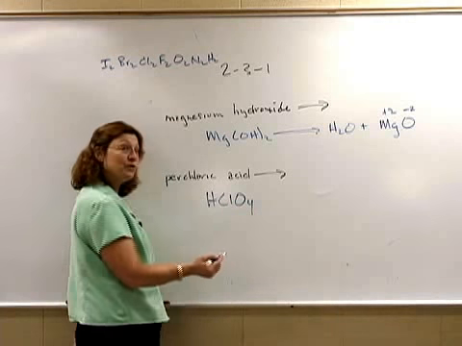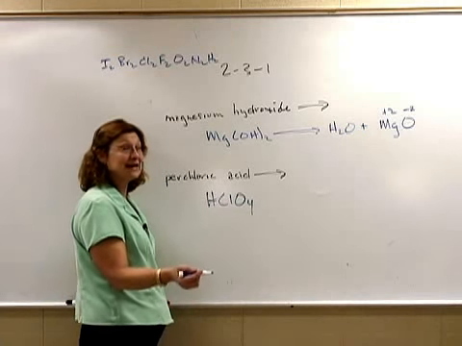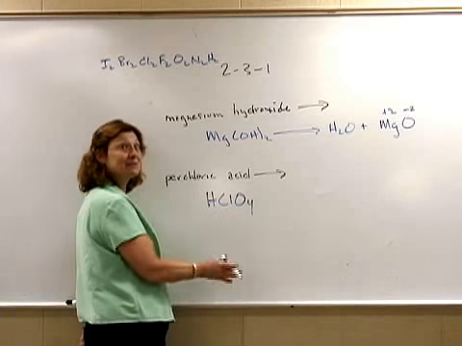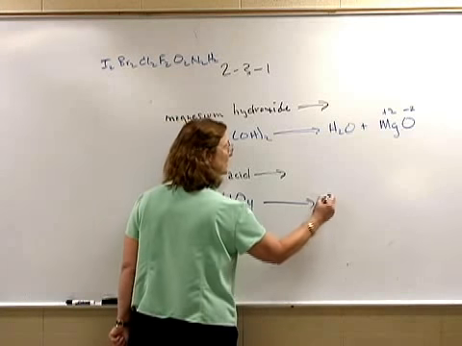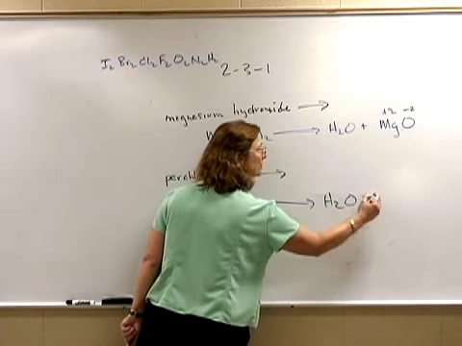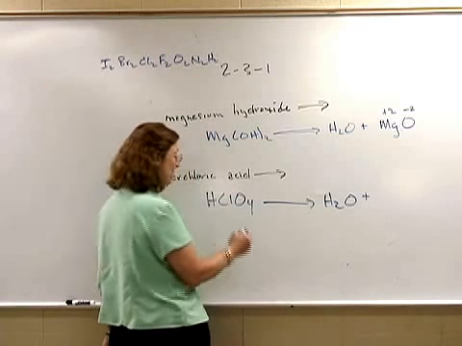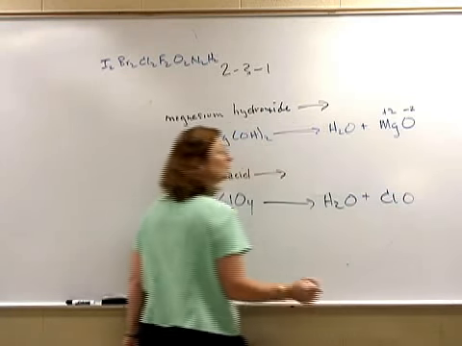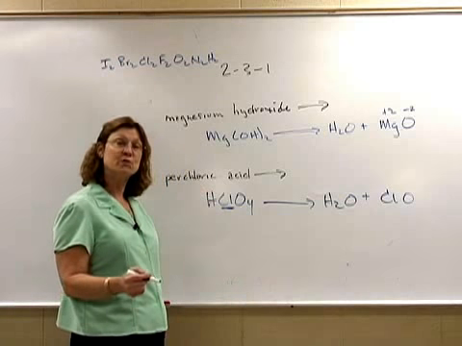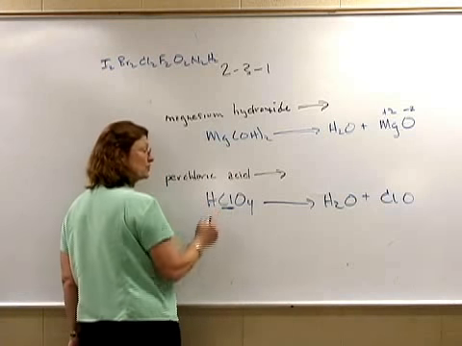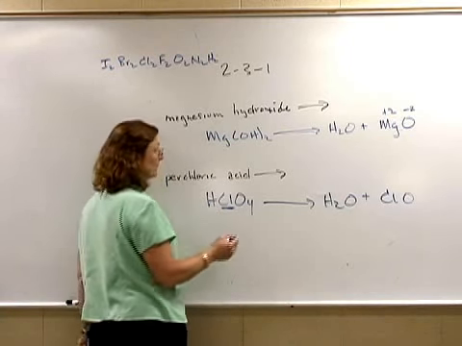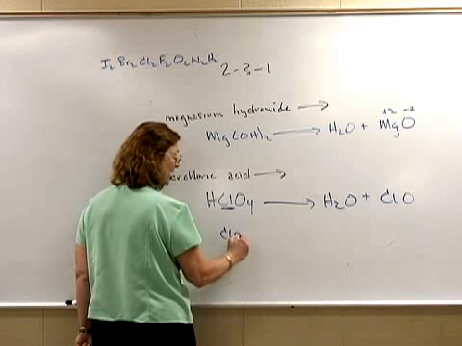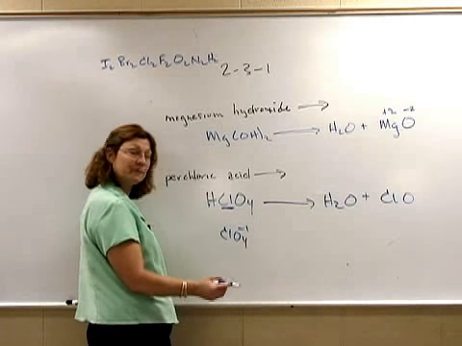HClO4. Now, you remember I was freaking out about those acid anhydrides. Well, when I have an oxyacid, I'm always going to get an acid anhydride. I drive off the water, and I'm going to get some form of this nonmetal chlorine and oxygen. In order to determine which formula I get, I must determine the charge of this chlorine. Now, perchlorate has a -1 charge.